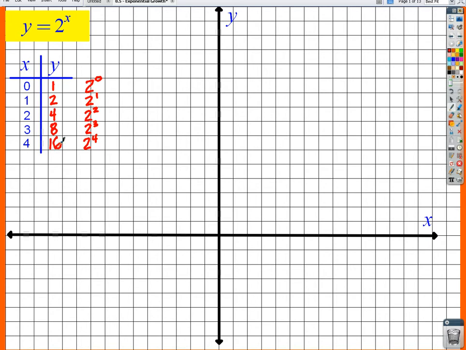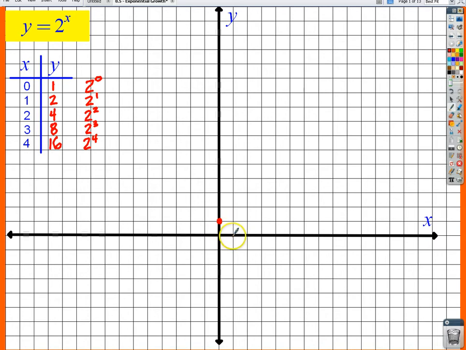Let's put this on the graph and get a quick glimpse of what this looks like. If I start at 0, my y-intercept is going to be 1, because if the exponent is 0, the result, no matter what, is always going to be 1. Make sure you keep that in mind. Remember, if the exponent is 0, your result will be 1.